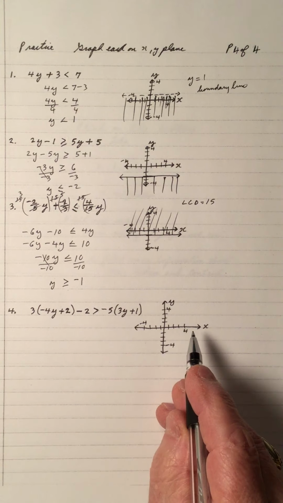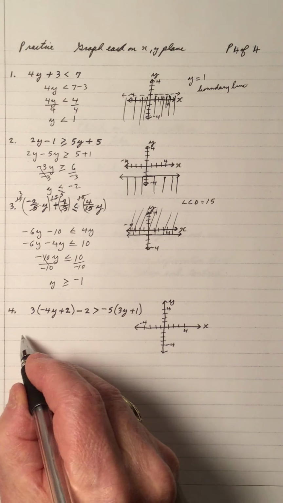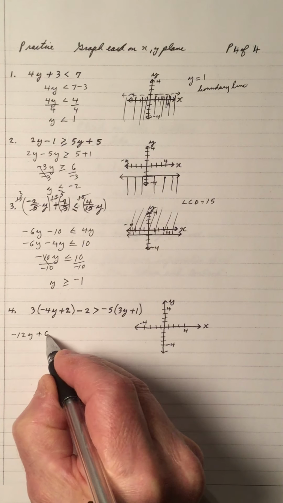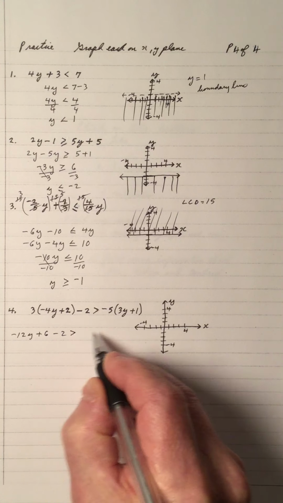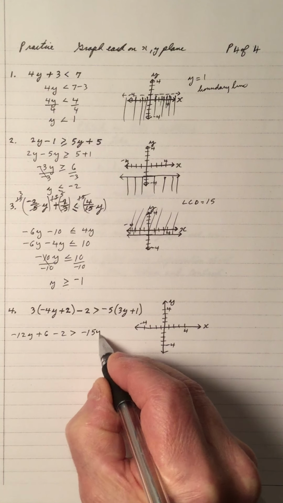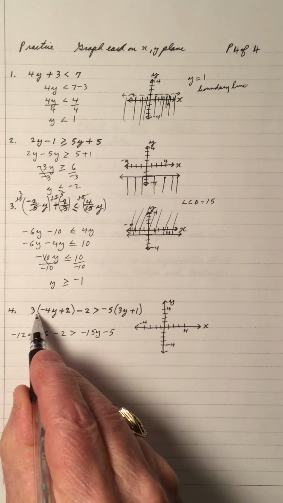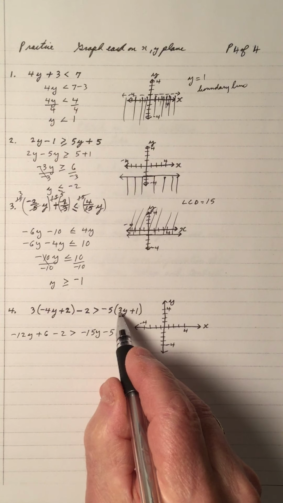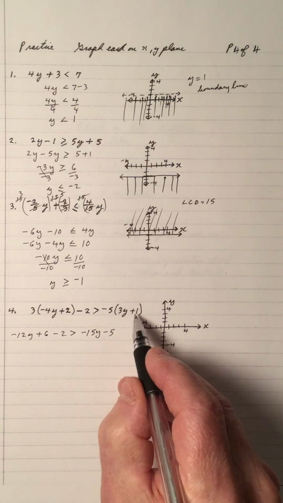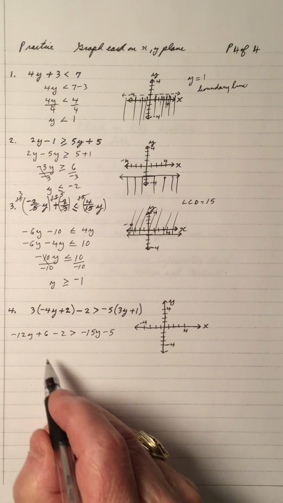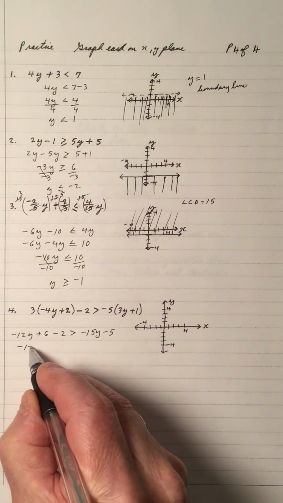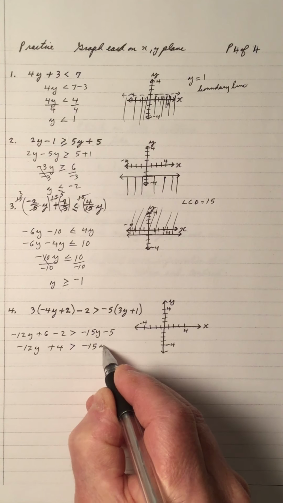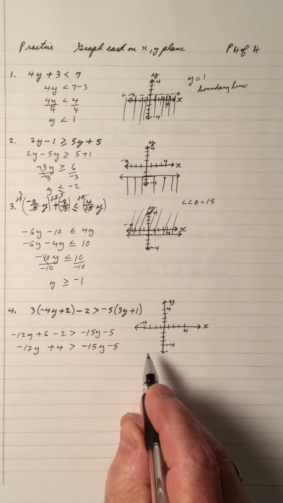And number 4, we have to do a little bit of work on simplifying here. So we remove the brackets. Negative 12y plus 6 minus 2 greater than negative 15y minus 5. So 3 times negative 4, negative 12. 3 times 2 is 6. And negative 5 times 3y is negative 15y. Negative 5 times 1 is negative 5. Now I simplify. I always make it a habit of simplifying first before I transpose. Why? Because you have less to transpose.